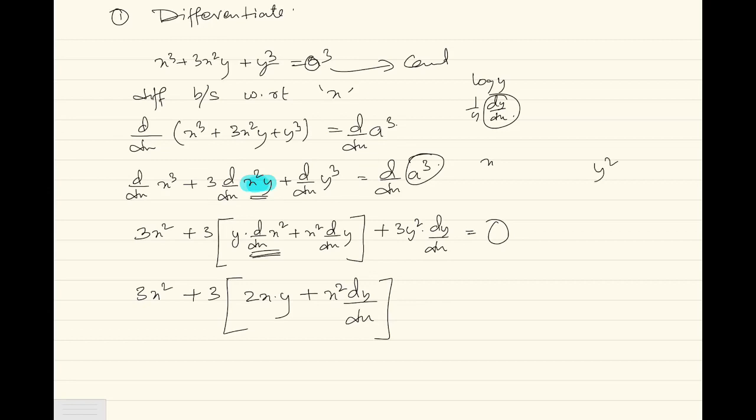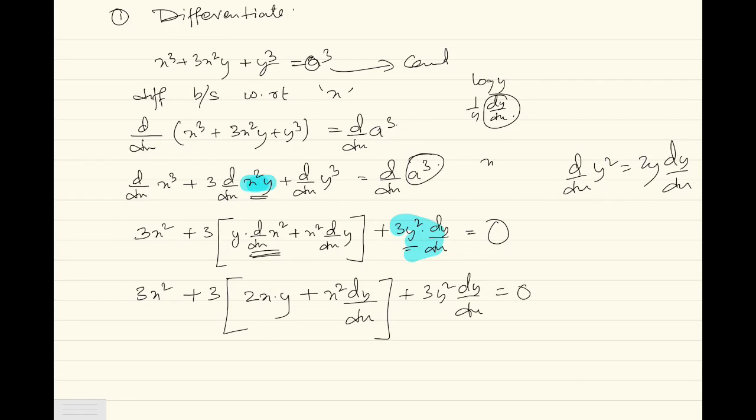Let me write here, y square, d/dx of y square is 2y like x square, but again followed by dy by dx. And d/dx of y cube, we have seen it here. Here it is, where is it? Here, 3y square dy by dx. Let me highlight it here. Okay, now plus 3y square dy by dx.